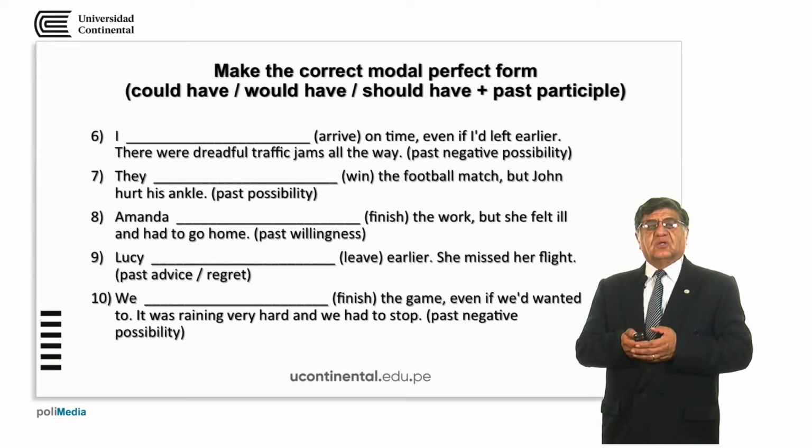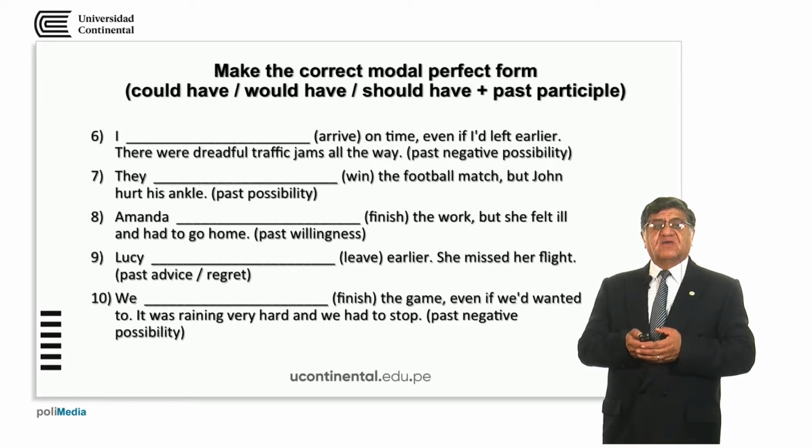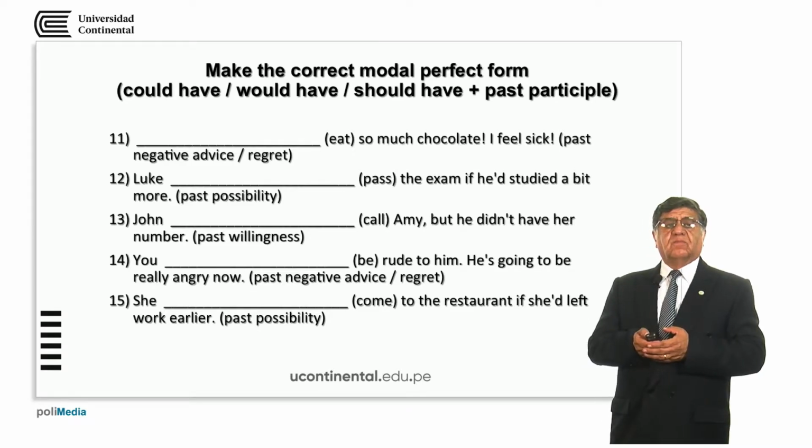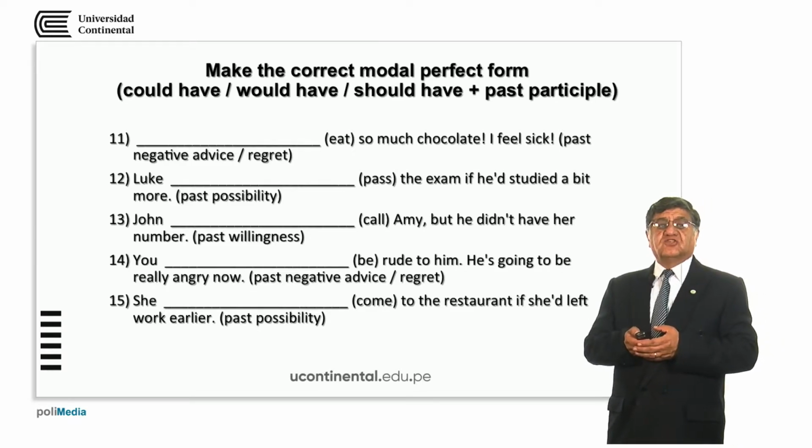Stop the film, read the words, the questions, and then after you have answered it, continue with the next. Please do it slowly at your own pace. Okay, eat to express regret, pass to express past possibility, call to express past willingness, be to express regret, and come to express past possibility. Again, please follow your own path.